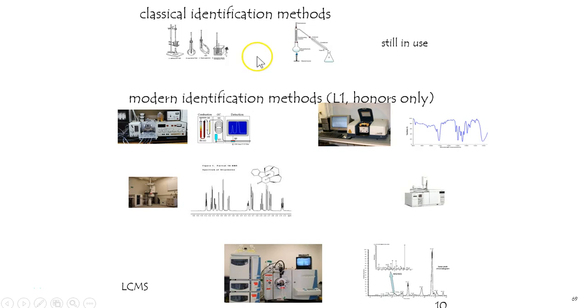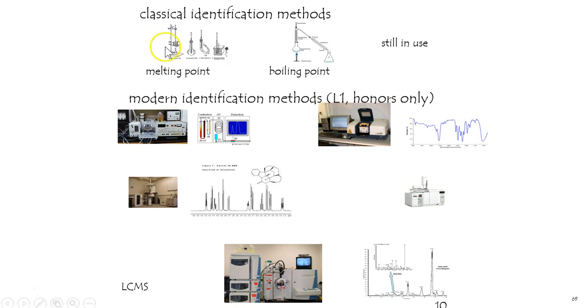Let's take a look at some classical identification methods. These always need to be preceded by separation methods, because none of these methods are going to work to identify an unknown sample unless it's pure. So you've got to put in the work, get yourself a pure sample, and then a good idea, if it's a nice high melting solid, is to check out its melting point. If it's a liquid, you might want to check out its boiling point.